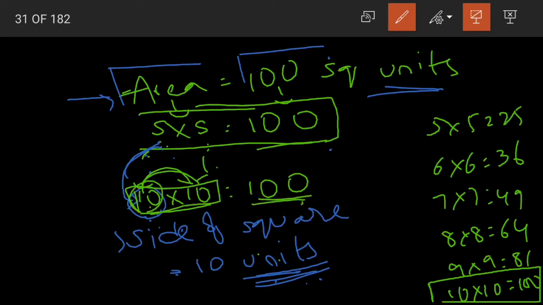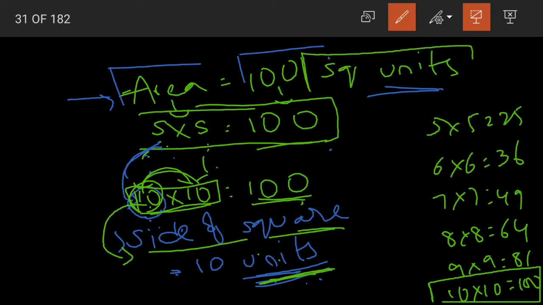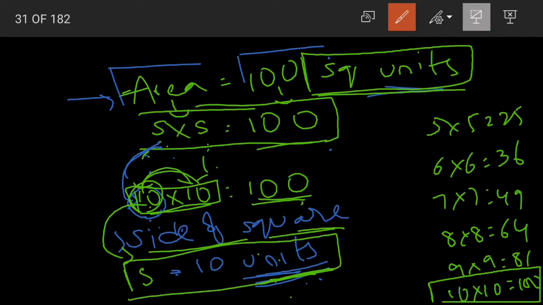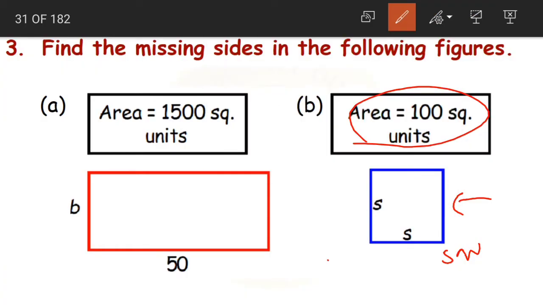So this 10 here becomes the side of the given square, and the unit of measurement is units. As the area is given in square units, the length of the side is represented in units. So what is the final answer, children? Side of the square S is equal to 10 units. I hope this is clear how to find out the missing sides when the area of the figure is given.